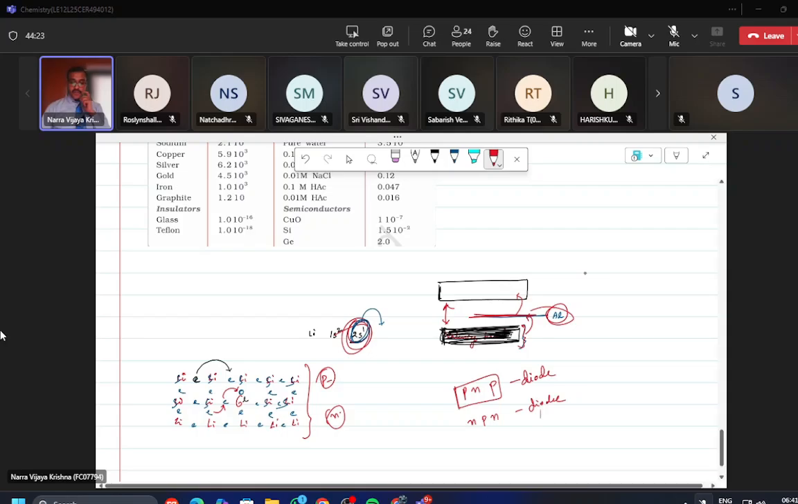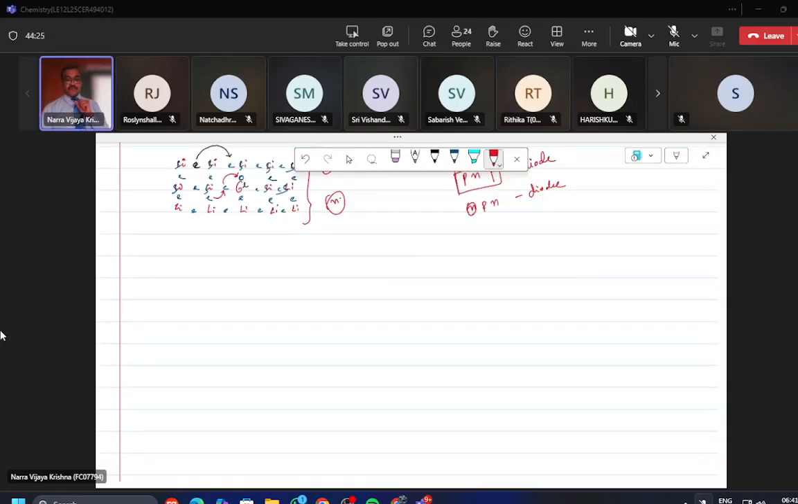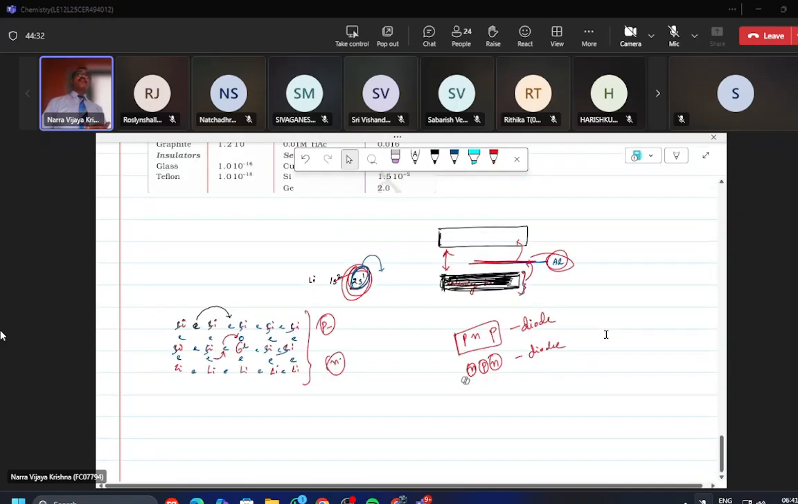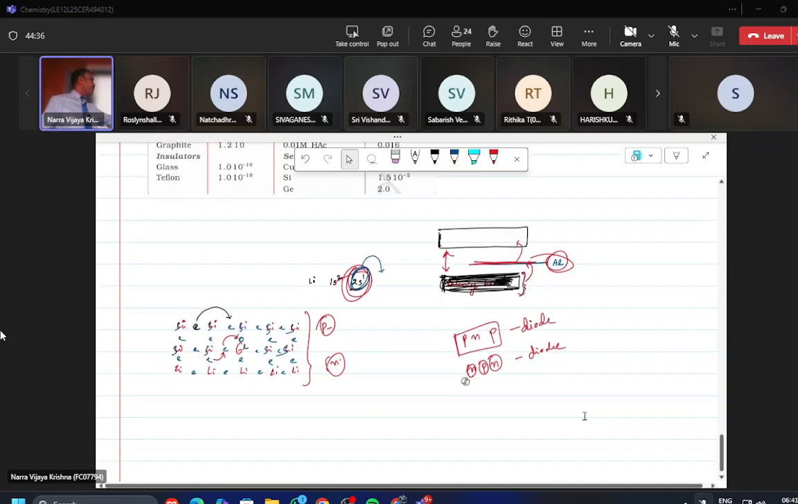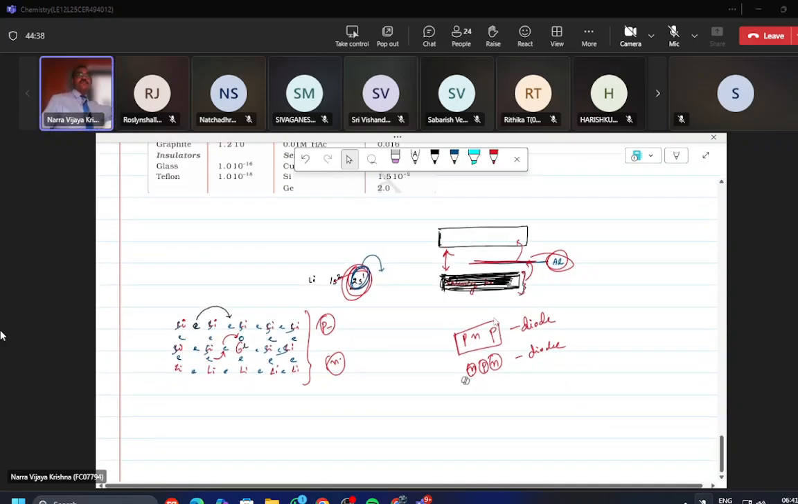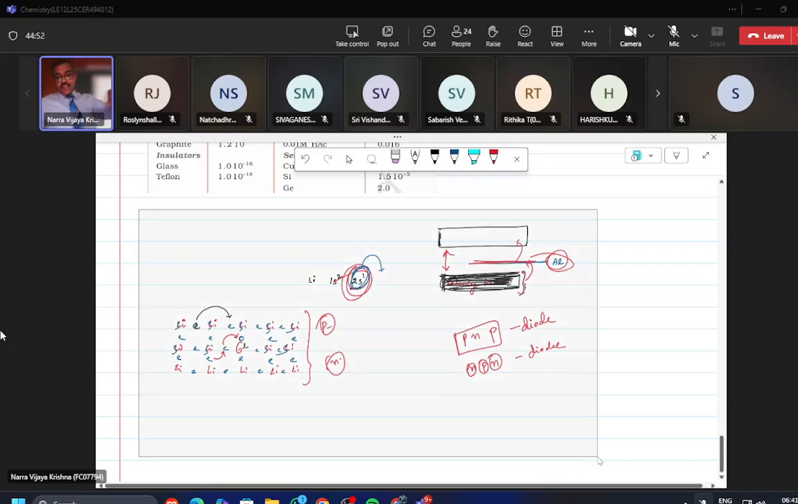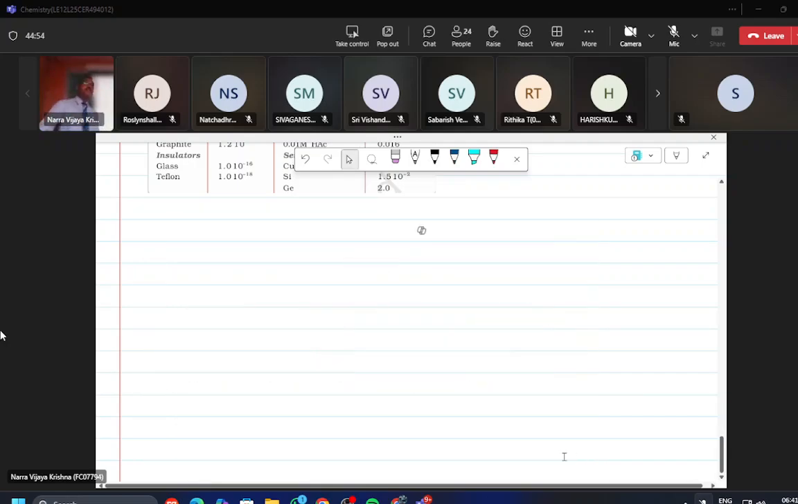Now, it is rich in electrons. It is having deficiency. It is again rich in electrons. So how are transistors created? Transistors are created by using diodes. Is it clear? For further study, you study in physics. For us, diodes are sufficient. Are you able to understand? Is it clear about conductors, insulators, semiconductors?